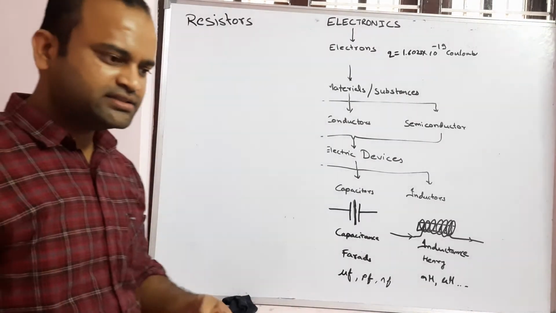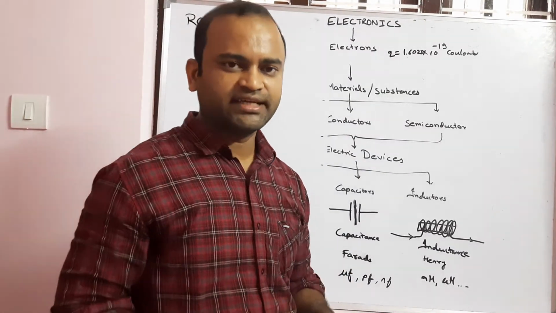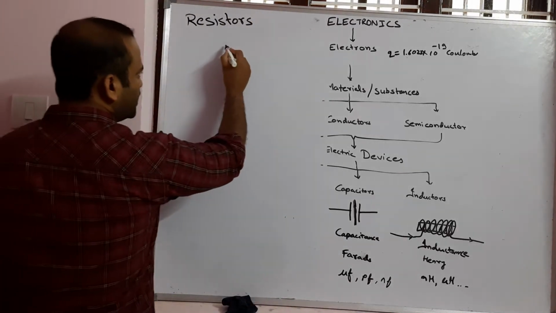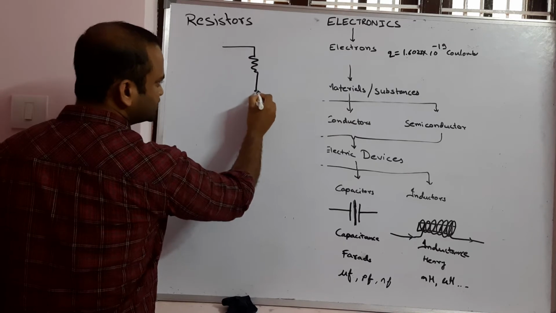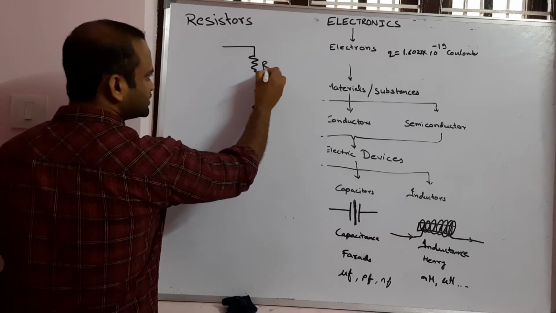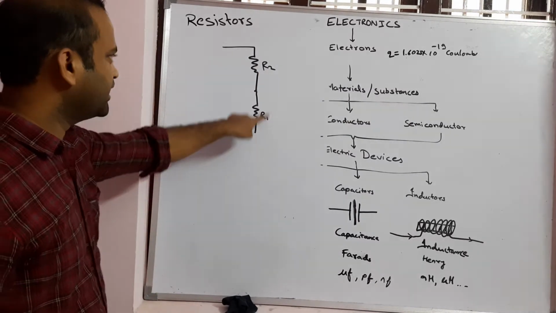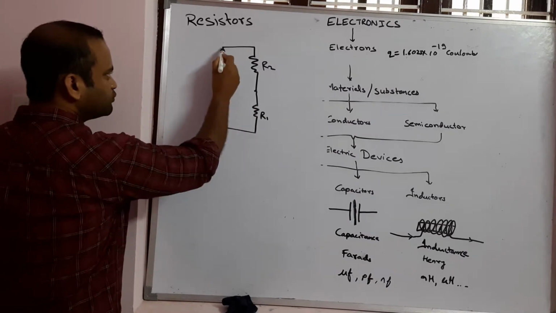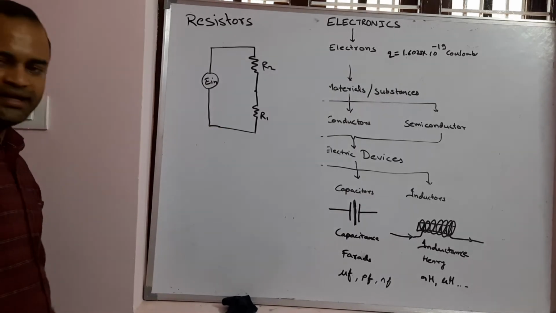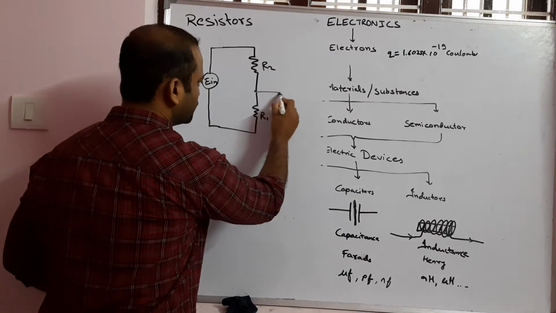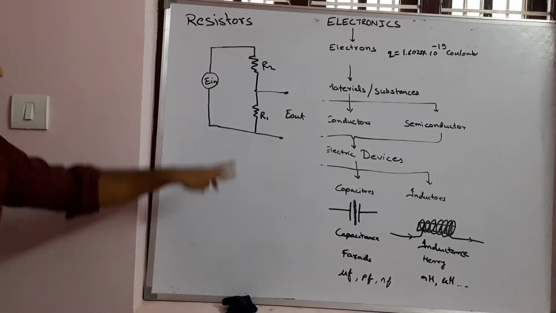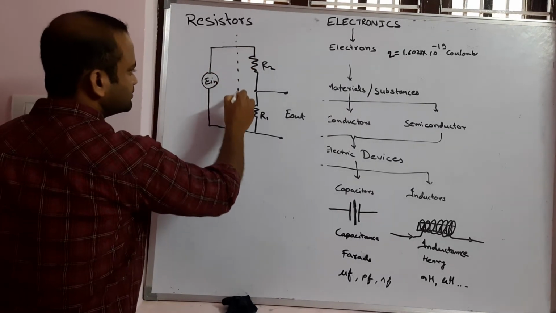This voltage divider circuit is most often used in all the designs of electronics hardware. So let us consider two resistors which are connected in series. Let us name them R1 and R2. And we have an input voltage of E in, and we are measuring an output voltage across R1. And consider this as a system.